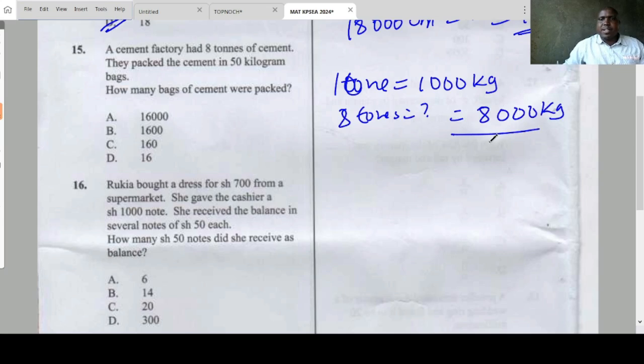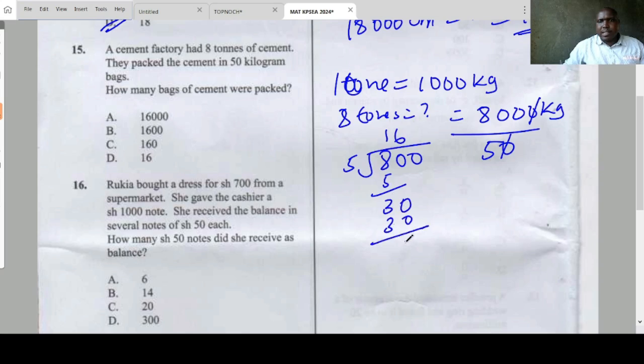So they are dividing it by 50 kilograms. Cancel the zeros, so 800 divided by 5. Take 1, which is 5. Remain 30. Take 6. 6 times 5, 30. That is 0. Bring this 0 here and put it here. So the answer is 160. There will be 160 packets.